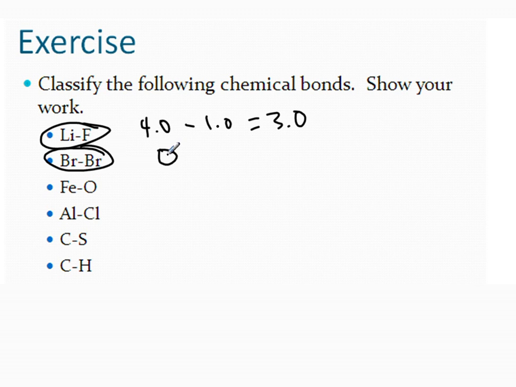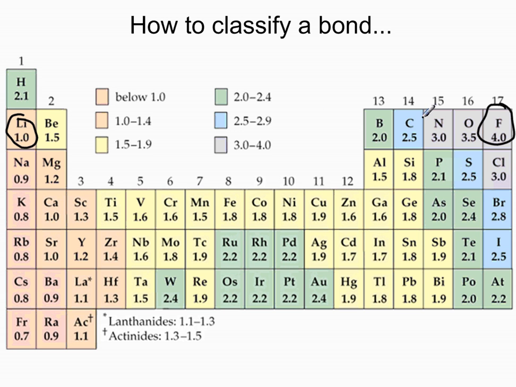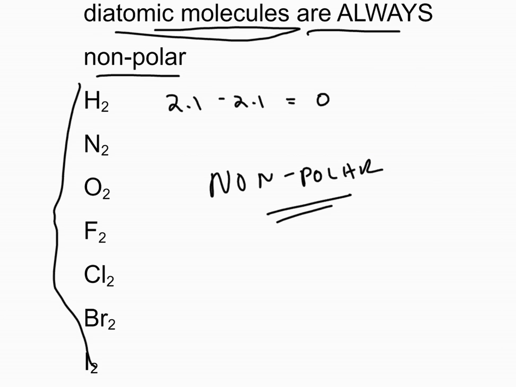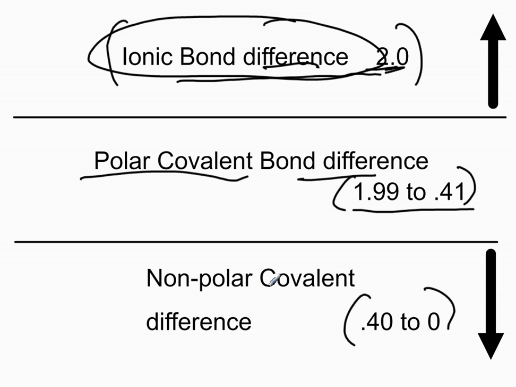If I go down to carbon and hydrogen, for example, I look on the periodic table, carbon is 2.5, hydrogen is 2.1. So when I set it up, I go 2.5 minus 2.1. The difference in the two is 0.4. When I go back to the chart, I see that anything at 0.40 or below is going to automatically be nonpolar covalent, and that's how you classify the bonds.